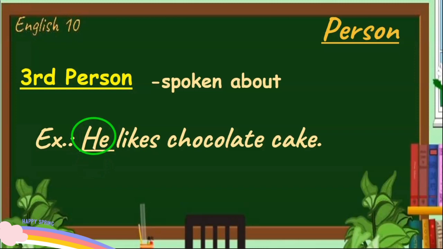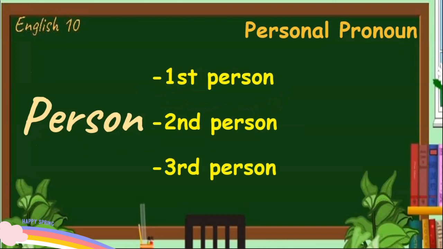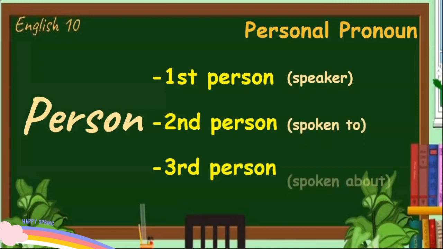Okay? So you have to remember the three persons in grammar. First person is the speaker. Second person is the one spoken to. And the third person is the one spoken about.